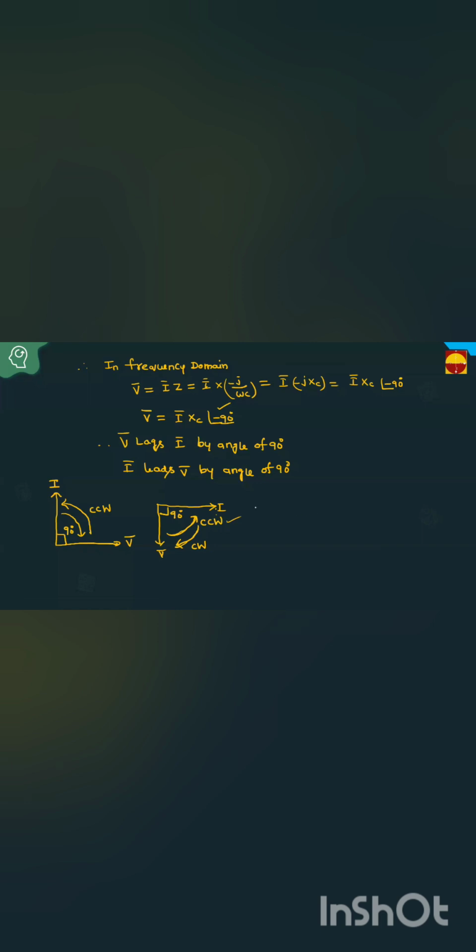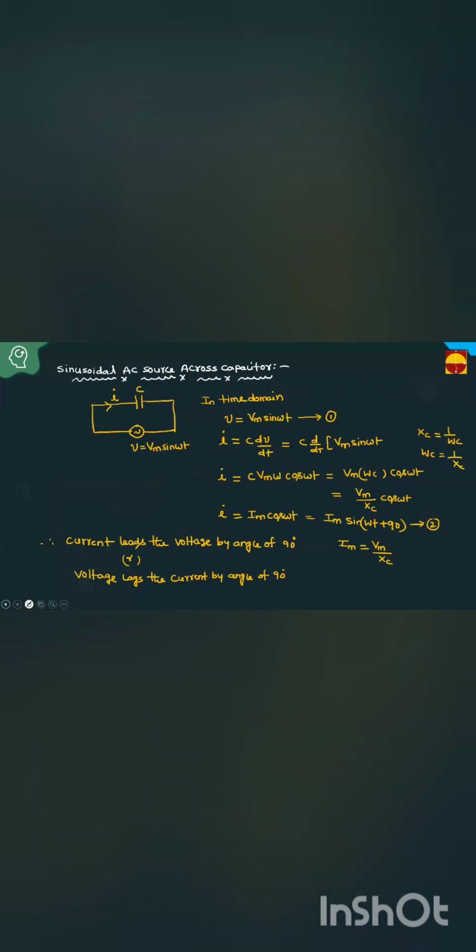Now, what is the instantaneous power? Can you calculate the instantaneous power here? For a purely capacitive element, what is the instantaneous power? Here the angle between voltage and current is 90 degrees. Then what is the power factor? Cos 90, zero power factor, ZPF.